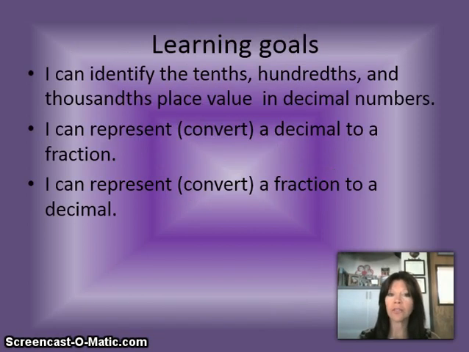Your learning goals that I need you to write down today are these three. I can identify tenths, hundredths, and thousandths place value in decimal numbers. I can represent or convert a decimal to a fraction, and I can represent or convert a fraction to a decimal. Take a minute, write those in your notebook, and then pause the video. When you're finished, start the video again, and we'll be ready to continue.